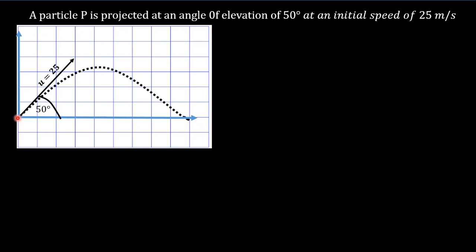Students, as the football is moving in two directions, horizontal and vertical, we will consider the motion of this football or particle in the horizontal as well as the vertical direction. So we have to resolve this U equals 25 meters per second into its components. Draw the perpendicular over here. This component is the horizontal component, 25 cos theta, cos of 50 degrees, and this is the vertical component, 25 sine of 50.